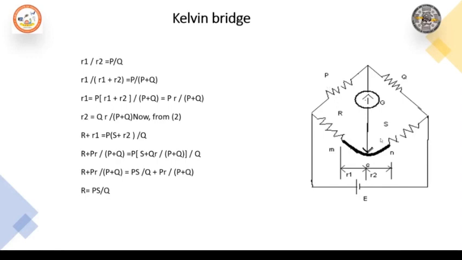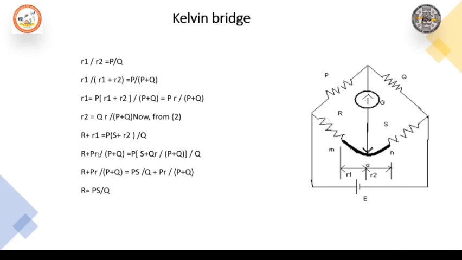So using that relation, here students, Q into R is equal to P into S. That is a standard bridge balance equation in its standard form. So now using that relation, you can see here the steps you can understand.